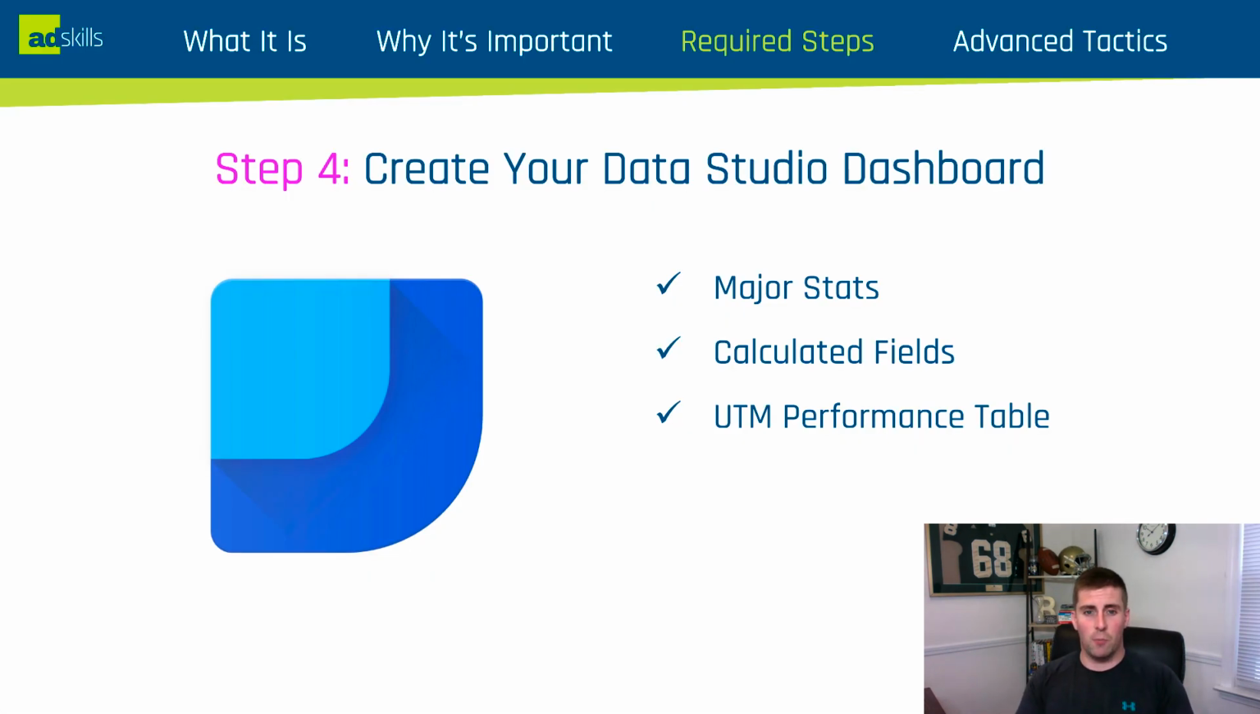All right, so the last step, we're going to head over to Data Studio. We're going to create our dashboard. I will show you, we're going to connect our data source. We're going to pull in our major statistics, so ad spend and conversions. I'm going to show you how to create a calculated field so that you can see our cost per conversion.